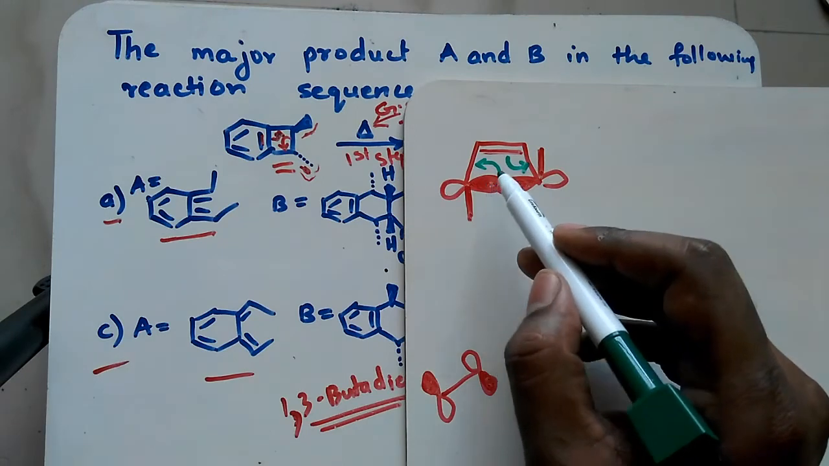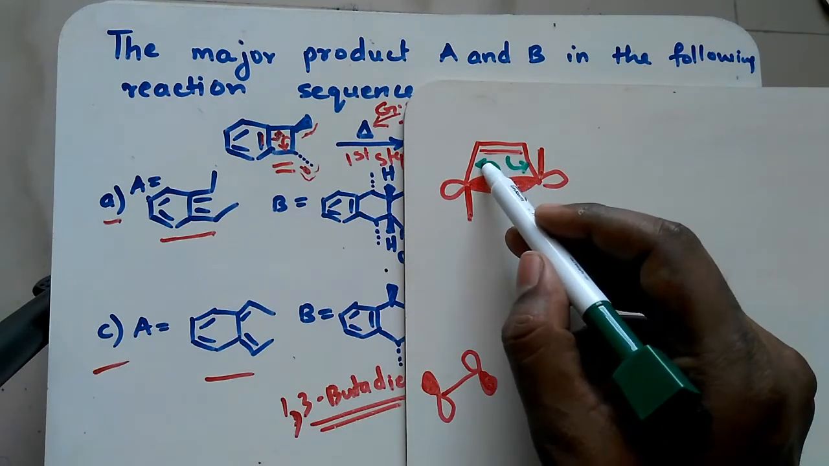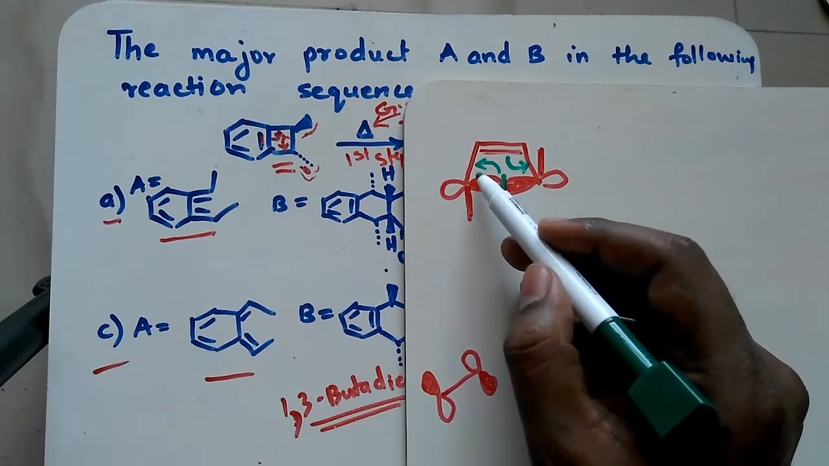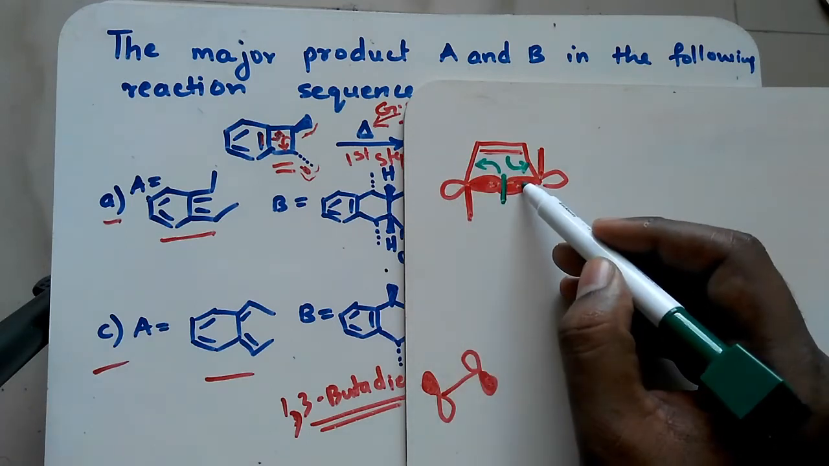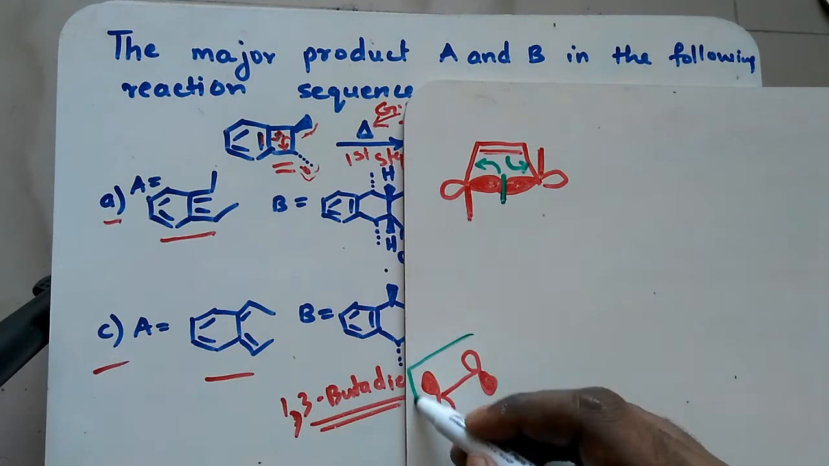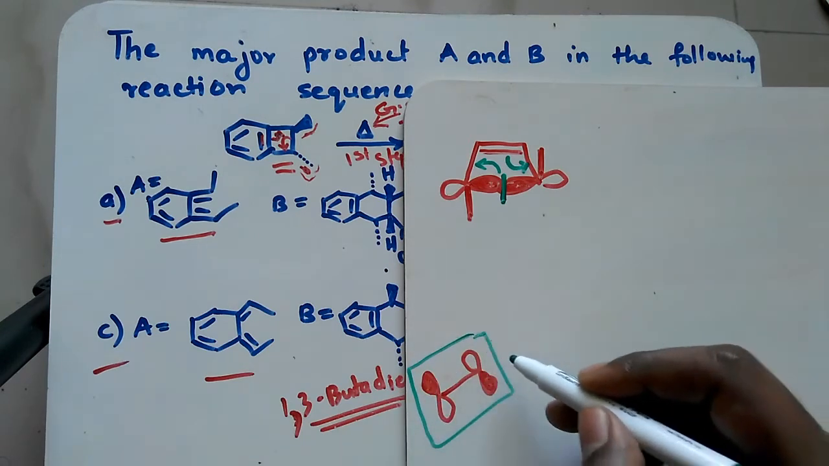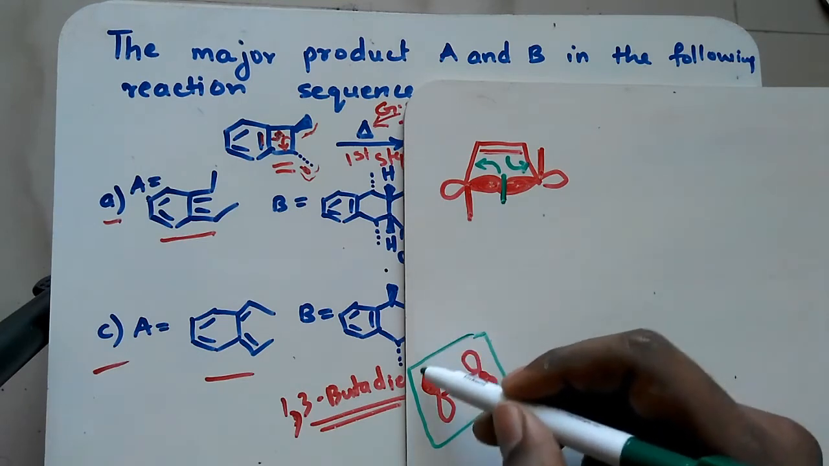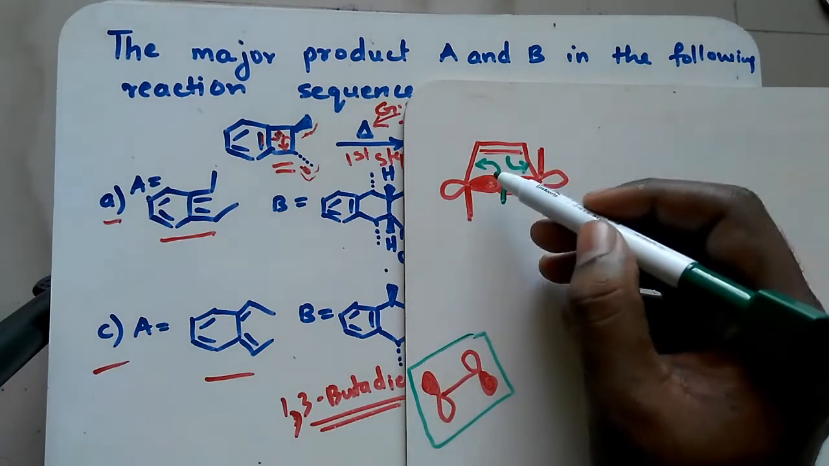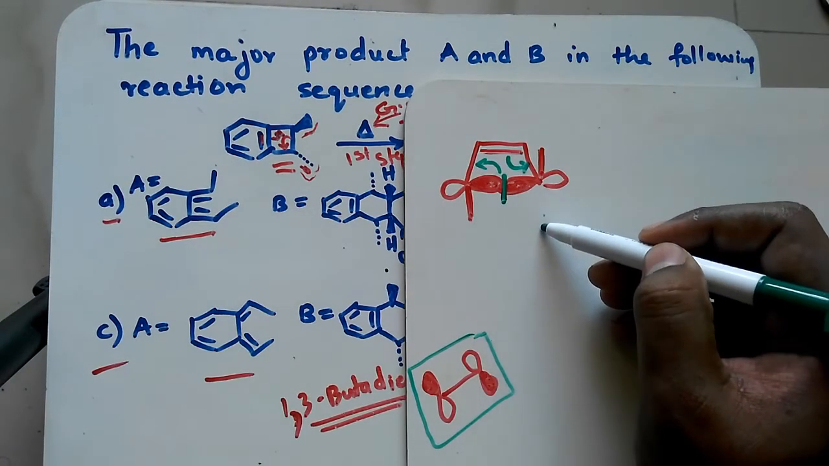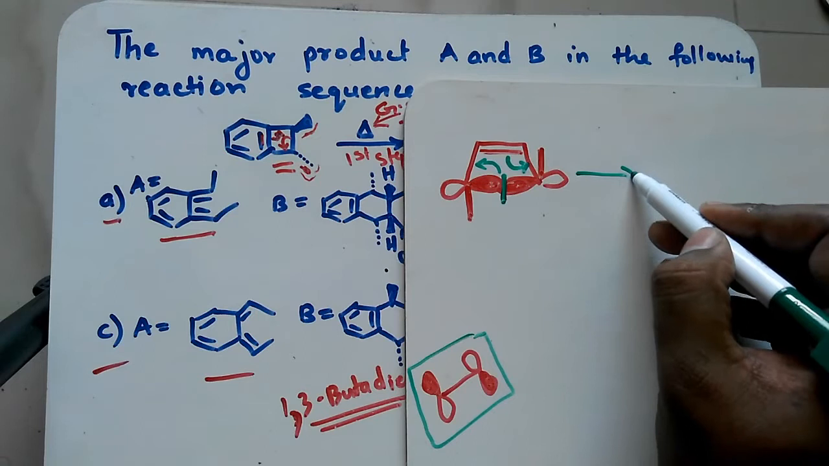Now what happens? Since the bond is falling down, this bond has to break. Once it breaks, remember this part has to go above and this part has to come down. This is very important because the HOMO of the 1,3-butadiene has to look like this. Since it has to look like this, one has to go on top and one has to go below. So how does it open up?